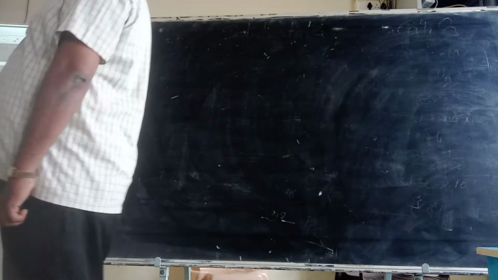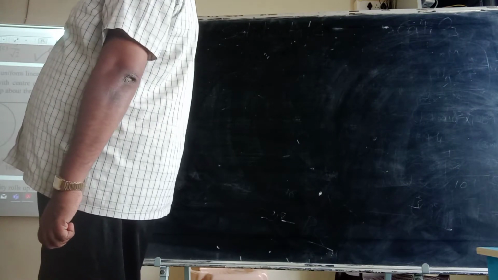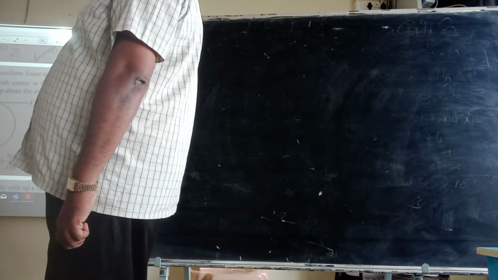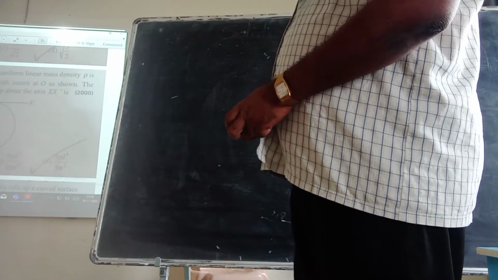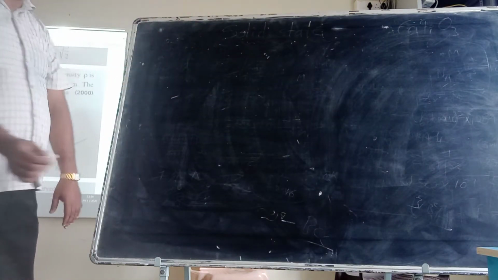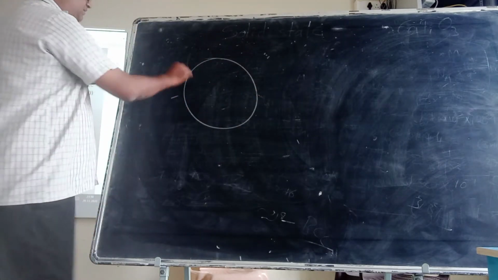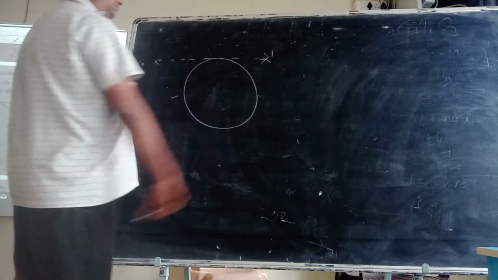Alright. Question 2. A thin wire of length L and uniform linear mass density rho is bent into a circular loop with a center at O as shown. The moment of inertia of the loop about the axis x dash. So you have taken a wire and that wire has a bend like this in the form of a circle. So this is that circle now. Basically it's a ring and he has drawn one axis here.